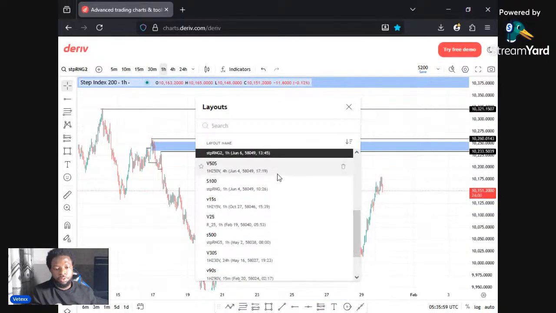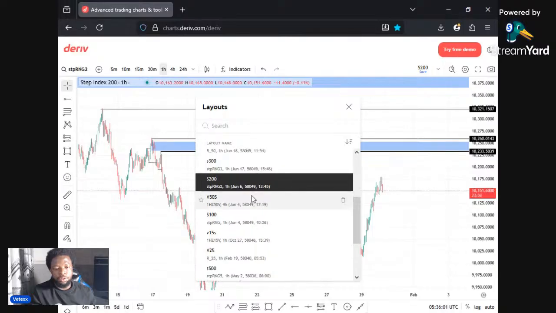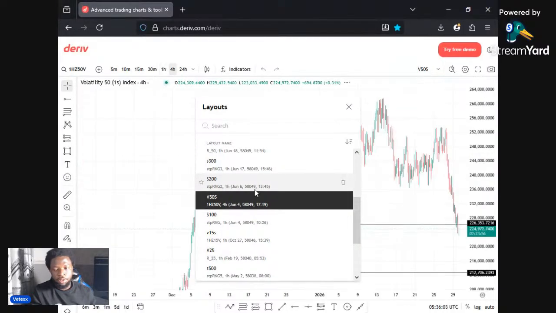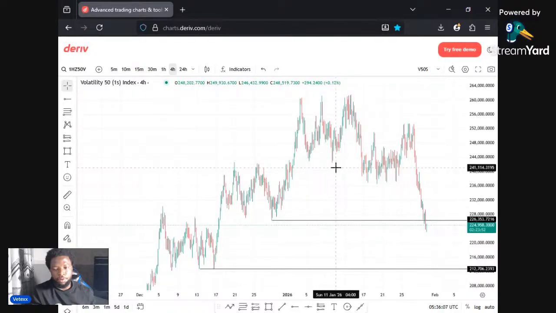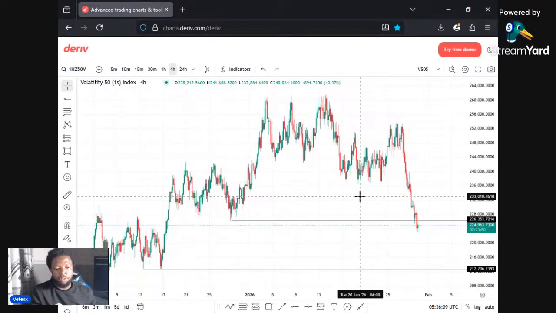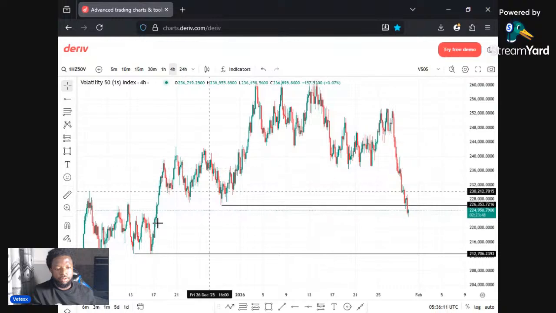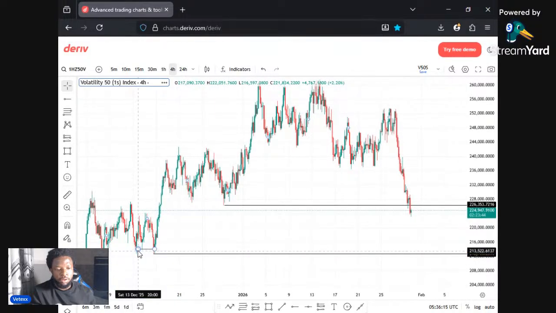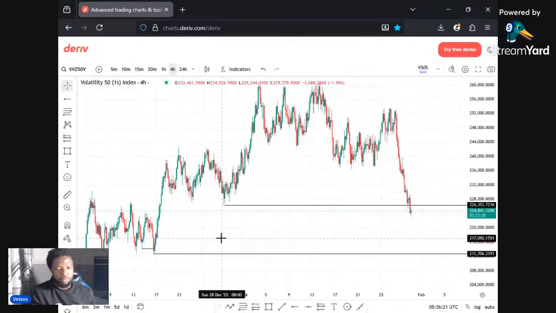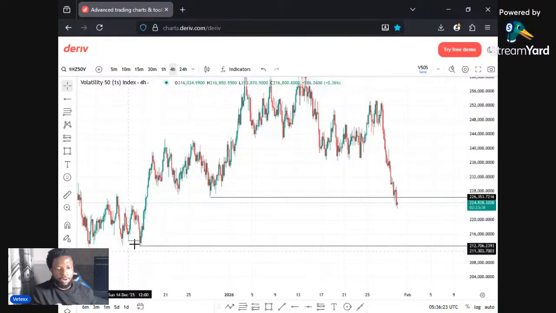On the next pair, we have V51S. Like I always said, V51S just smashes targets on the weekly time frame and also on the daily time frame. So we are anticipating a continuation on the 4 hour time frame. So this is a buy continuation.